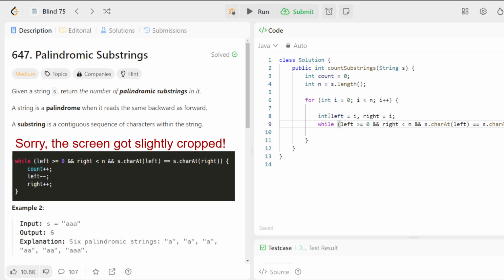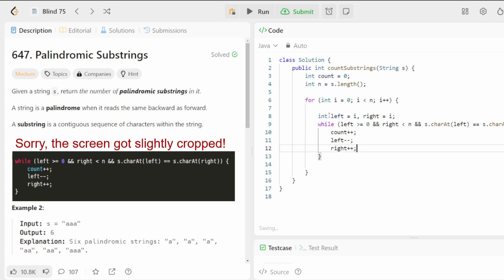In this case, what do we do? Well, we have a palindromic substring. Imagine we have the word bomb. Both pointers start at the first letter M. We are in bounds, but then we check, does s.charAt(left), it's M, s.charAt(right) is M. We have a palindromic substring, and we need to increase the count, count plus plus. But then we need to decrease the left pointer. We need to increase the right pointer.